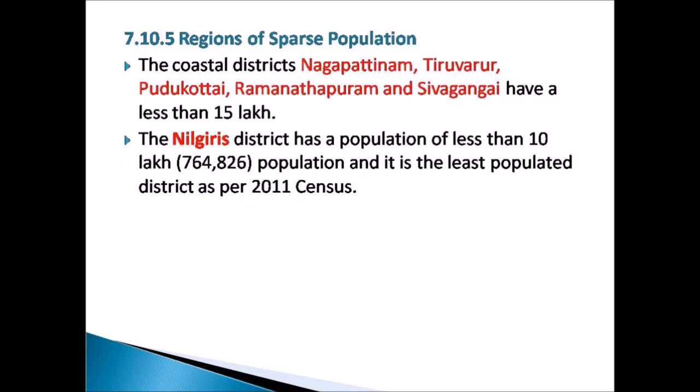Regions of sparse population, that is, less population. The less populated districts are the coastal districts, namely Nagapattinam, Thiruvarur, Pudukkottai, Ramanathapuram and Sivagangai. They have a population of less than 15 lakh.